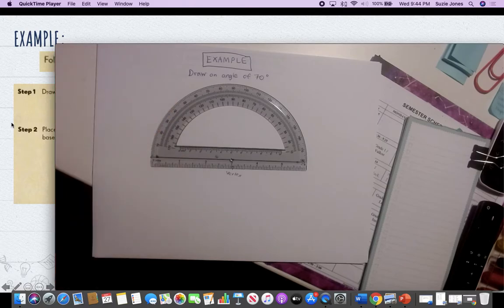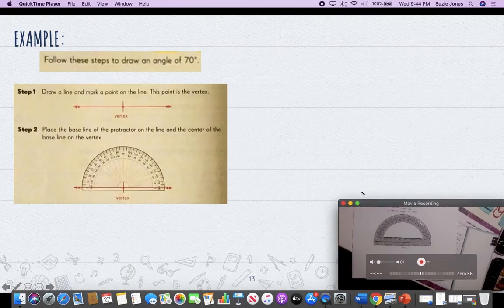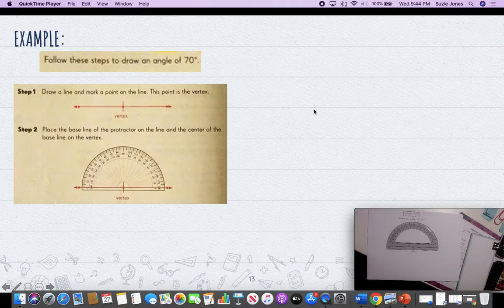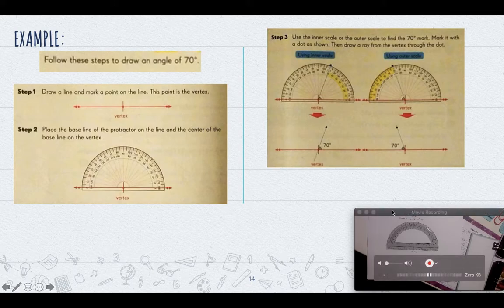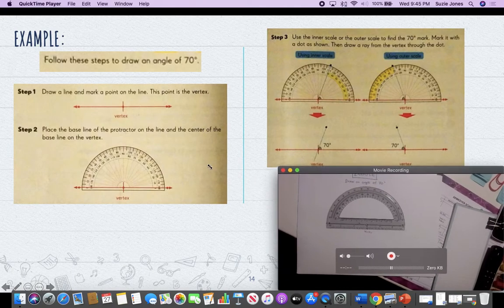Okay, so I'm going to keep that there. And let's see what's next. Let me just minimize my screen here. Okay. So what's next is we're going to use the inner scale or the outer scale to find the 70-degree mark. And then we're going to mark it with the dot as shown. Okay? All right, sounds good. So let me show you what that means.